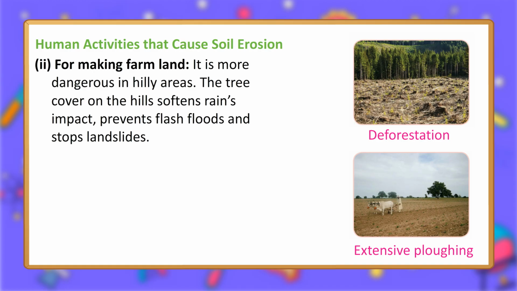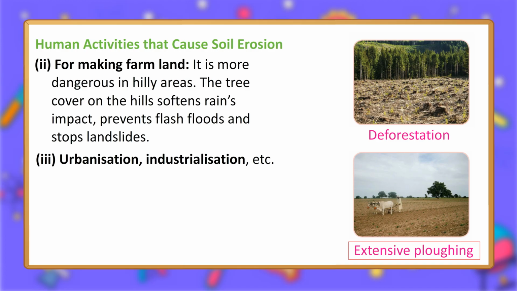2. For making farmland, it is more dangerous in hilly areas. The tree cover on the hills softens rain's impact, prevents flash floods and stops landslides. 3. Urbanization, industrialization, etc.